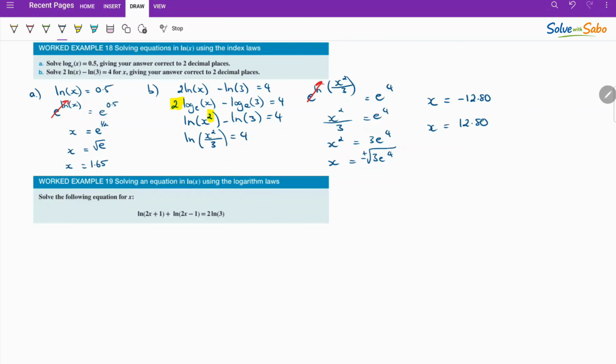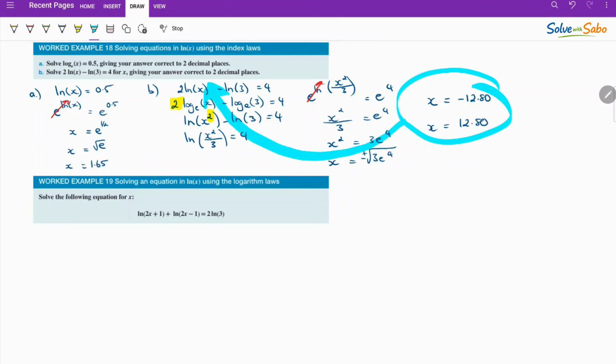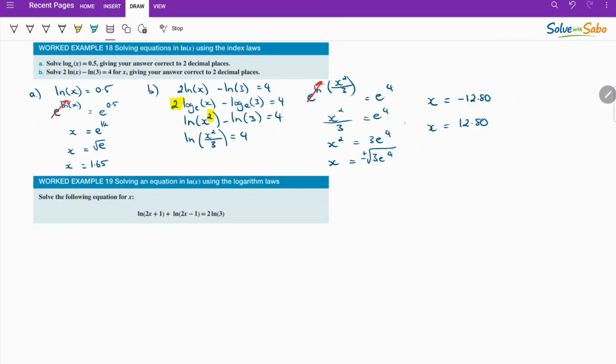Now, normally, yes. However, let's think back in context. These numbers are part of this log equation right here. Now, we cannot do the log of a negative. So what that means is I can't actually have this as an answer, because I can't possibly do a negative log.